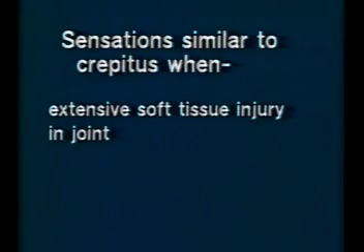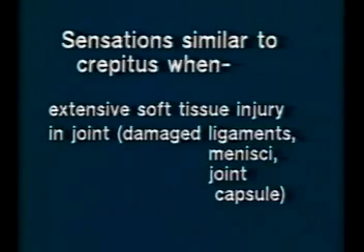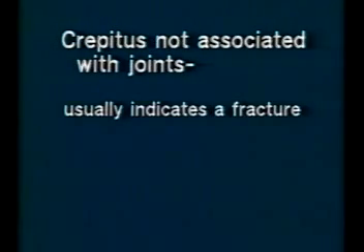Sometimes abnormal movement in a joint may produce a sensation similar to crepitus, particularly if there is extensive soft tissue injury within the joint, that is, damage to ligaments or the menisci or joint capsule. Crepitus not associated with joints is most likely to indicate a fracture.